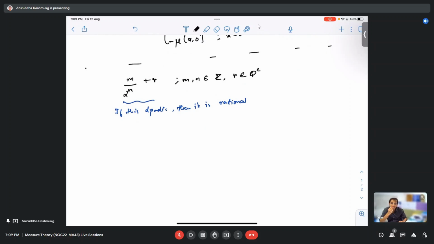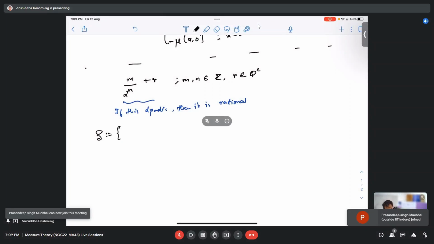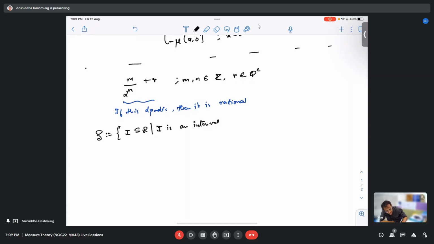Then that may not be a sigma algebra, right? Can you think why it is not a sigma algebra? Let us write it. Suppose I consider S as the collection of all intervals I such that I is an interval and its endpoints are irrational. Can you think why this is not a sigma algebra? For this to be a sigma algebra, what are the things you need to check?